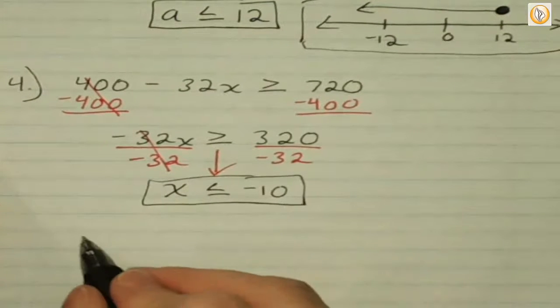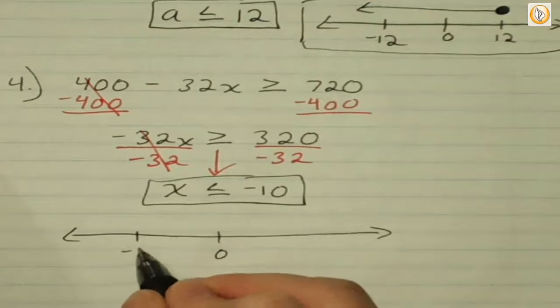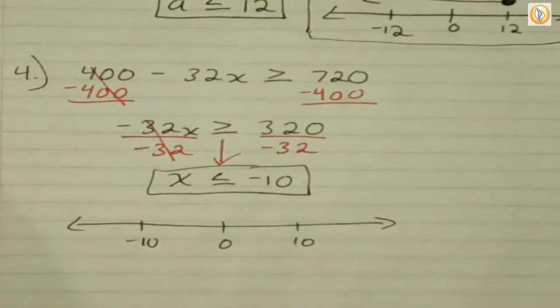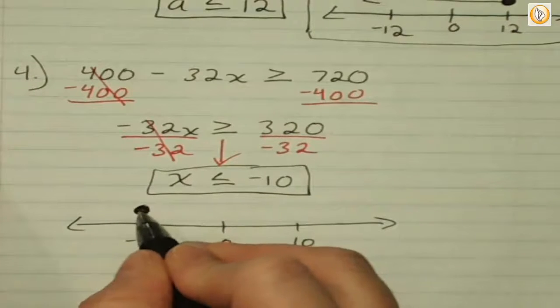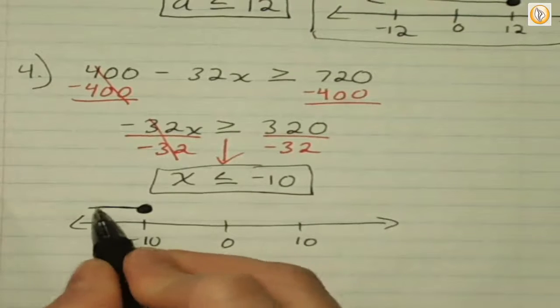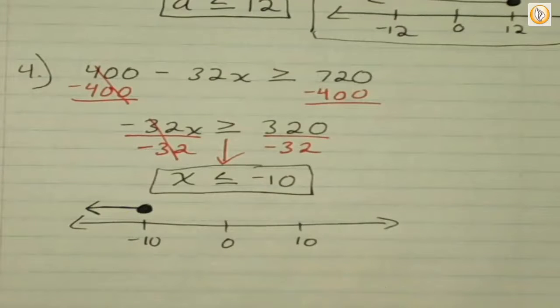Perfect. And here's my number line. Is it open or closed? It is closed. Left or right? Left. Left. Perfect. Because x can be any number less than or equal to negative 10, and there we go.